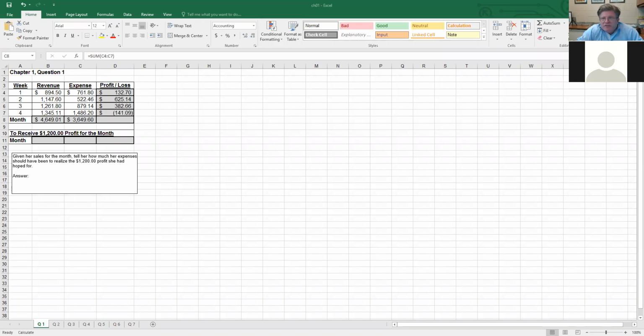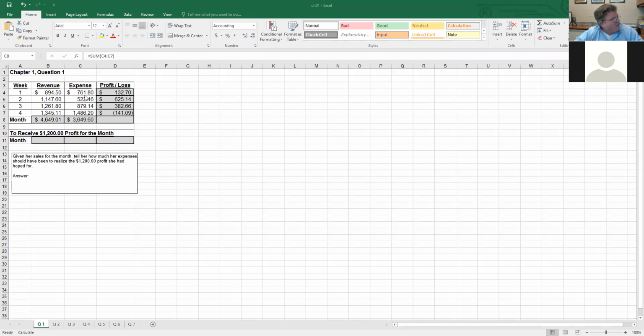And then what's expense? The cost of the items required to operate a business. Yep, that's all the money you spend. And profit is the difference.